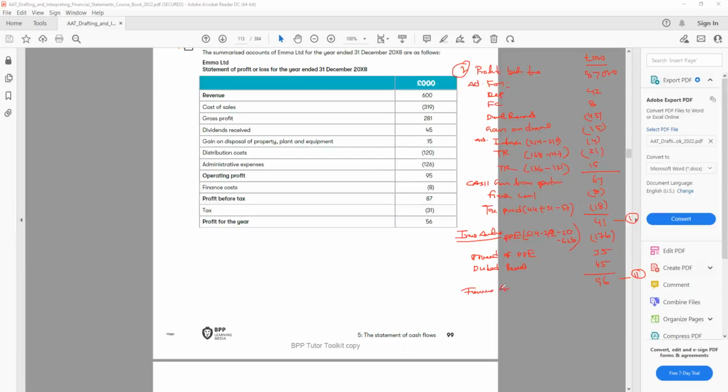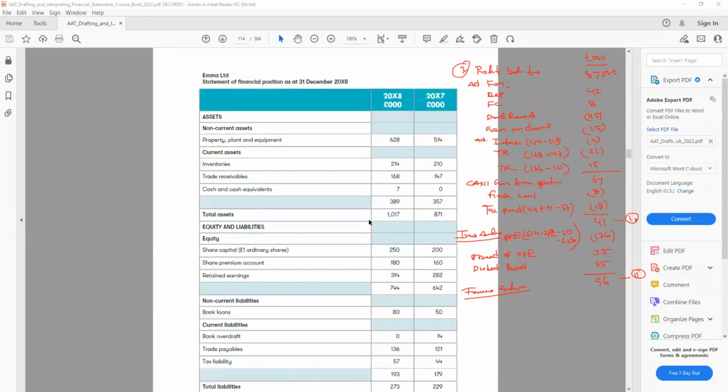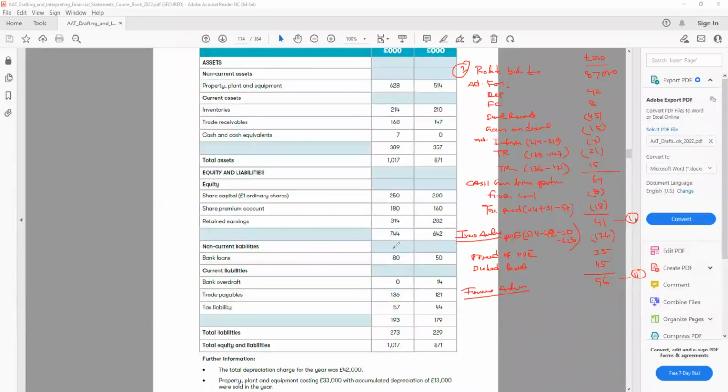Financing activities, that's the last one. Look at the share capital and share premium. As I said, we have added these together. It is increasing both. So 250 plus 180 minus 200 and 160. That will give us 70.